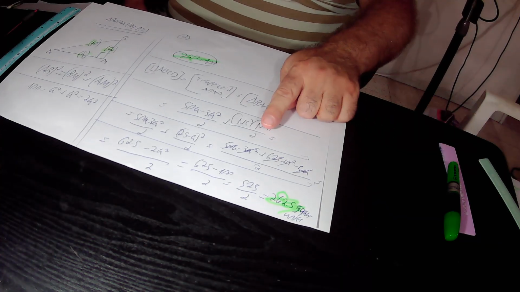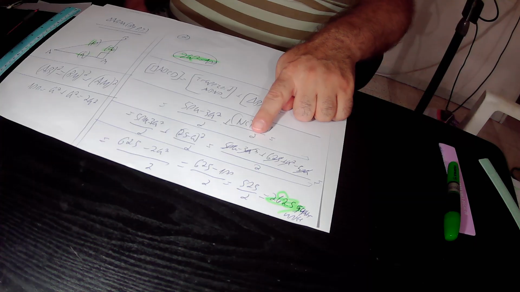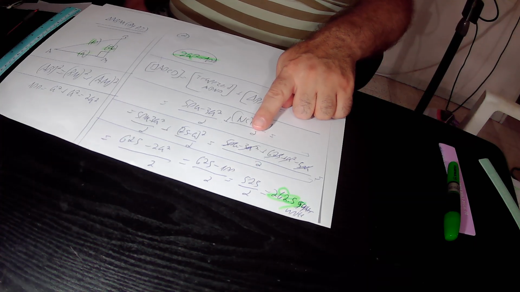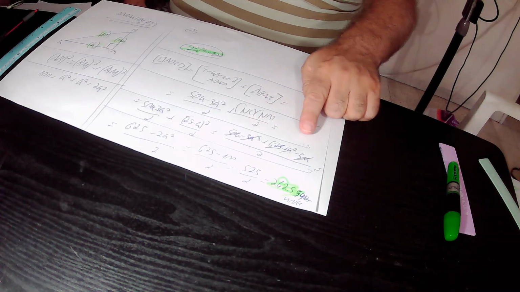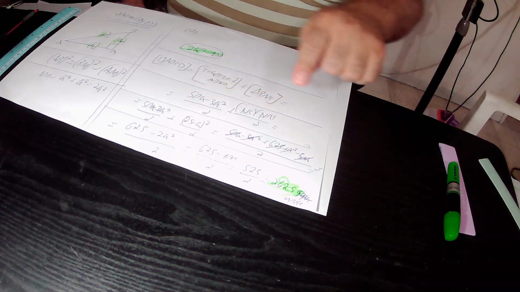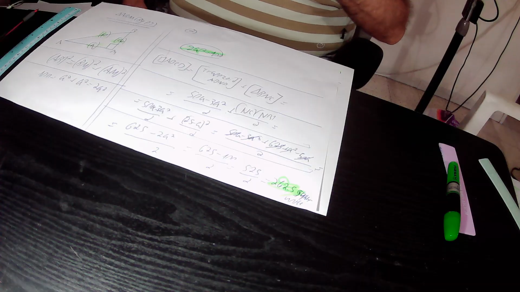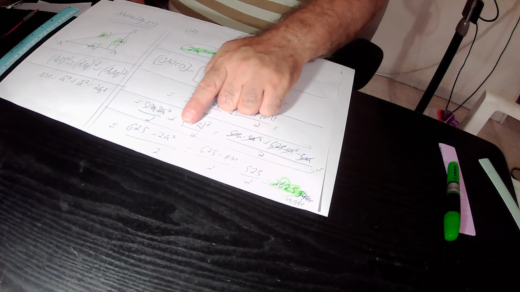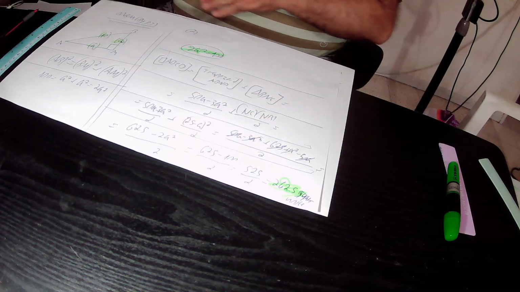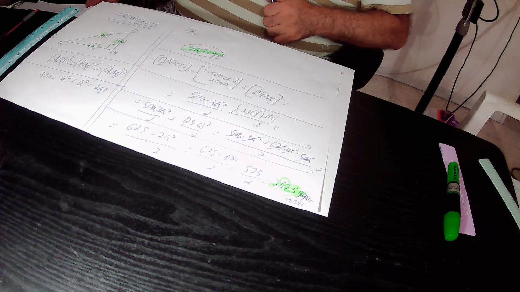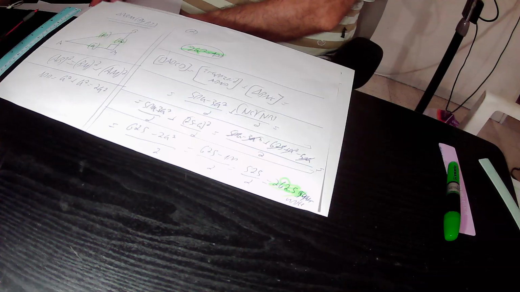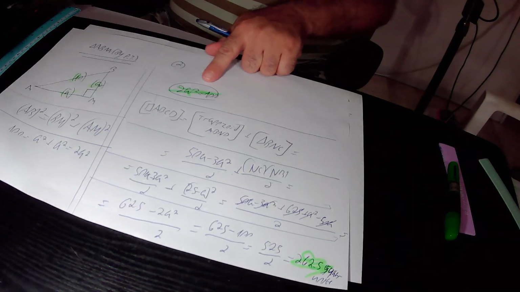So we are left only with minus 3A squared plus A squared, which is minus 2A squared, plus 625, over 2. So in total we find that the area of quadrilateral ABCD equals 625 minus 2A squared over 2. But we already found that 2A squared equals 100.